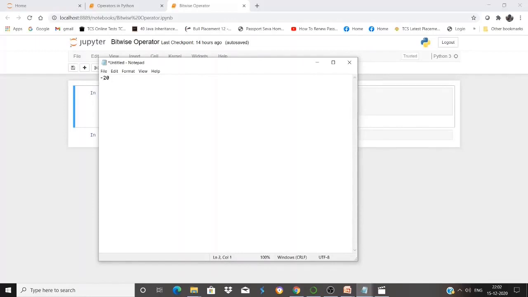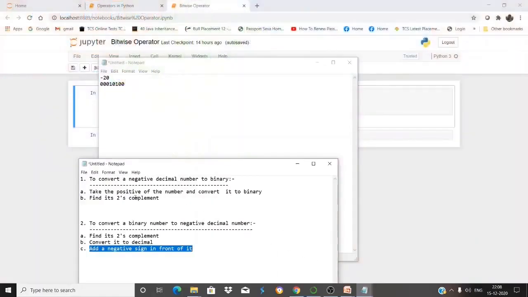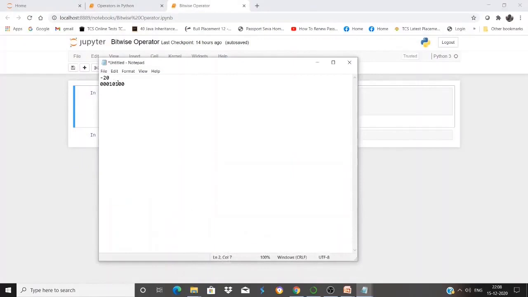Now what is the binary form of 20? The binary form is 0 0 0 1 0 1 0 0, right? So this is the binary representation of 20. Now what is the next step? The next step is to find the 2's complement of this binary. So let's do that. So what is the 2's complement of this binary?